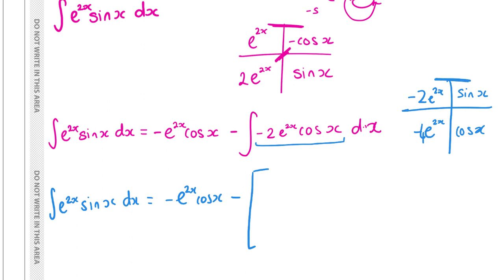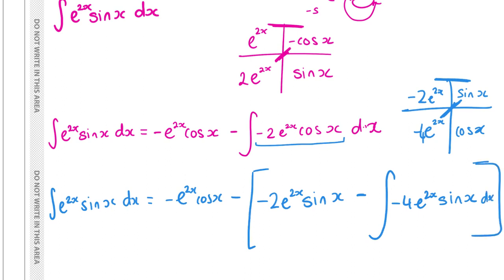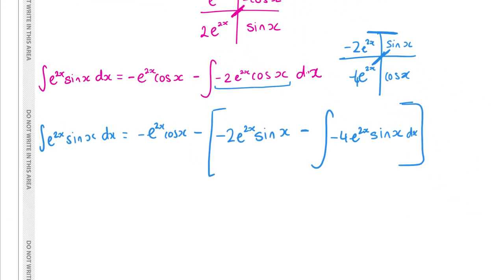We're going to have this magic number 7. So what do we get? Minus 2e to the 2x sine x minus the integral of, here we go, minus 4e to the 2x sine x with respect to x.